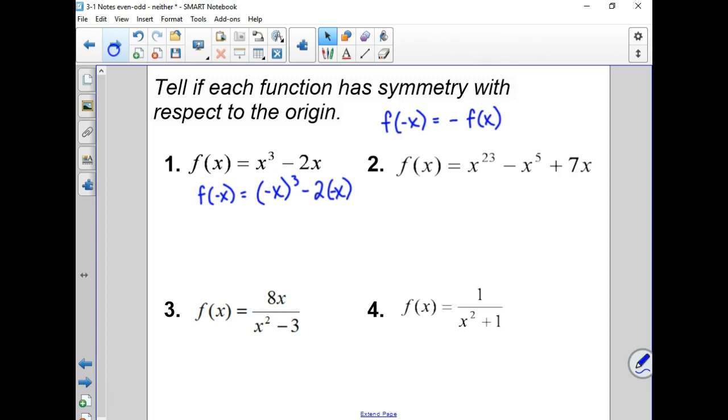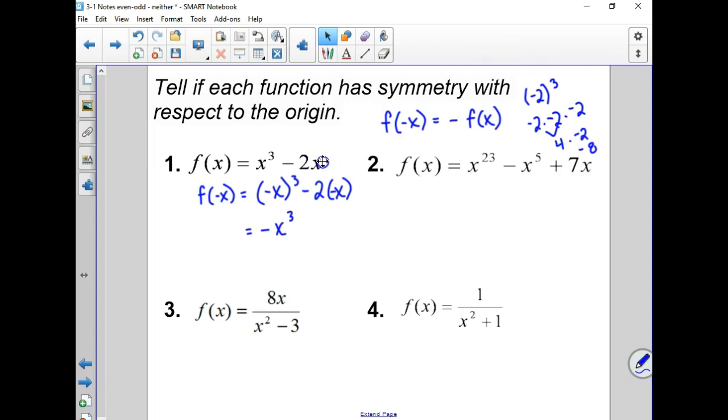So what we're going to see here is that whenever we have our negative x, when it's raised to the third power, that is going to retain the negative. For example, if I have negative 2 to the third power, that's negative 2 times negative 2 times negative 2. So that would be 4 times negative 2. That would give me negative 8. When you have an odd power, you're going to retain that negative. So this is going to be negative x to the third.